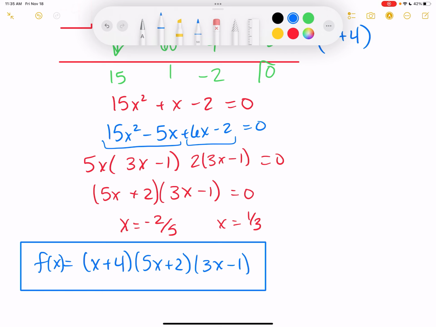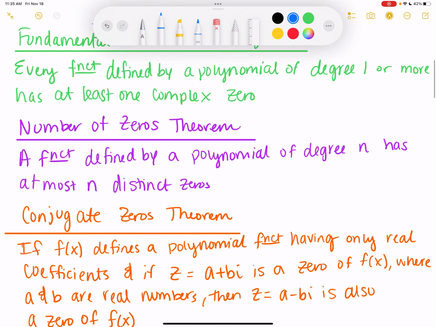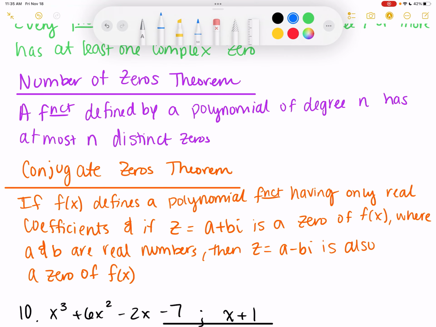All right, the last thing: find a polynomial function of least degree having only real coefficients and the zeros as given. Assume the multiplicity is 1 unless otherwise stated. So this is where we have to remember the conjugate zeros theorem. If a plus bi, or even just bi, is a 0, then a minus bi or minus bi is also a 0. So it may give you both, it may not. If it doesn't give you both, you've got to make sure you remember to write the other one.